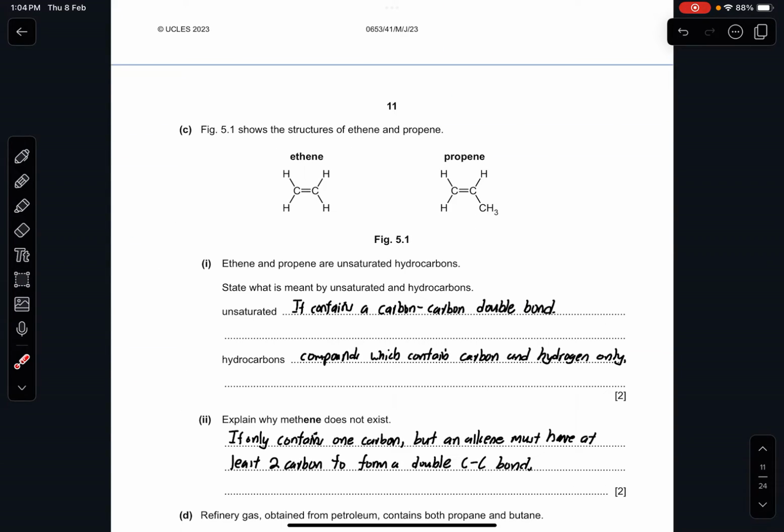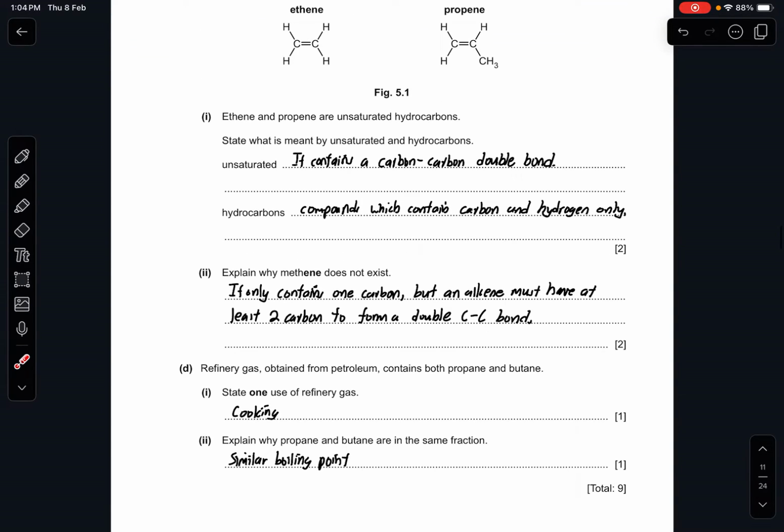C. Figure 5.1 shows the structure of ethene and propene. Part 1. Ethene and propene are unsaturated hydrocarbons. State what is meant by unsaturated and hydrocarbons. Unsaturated means that it contains a carbon-carbon double bond, or a C=C double bond. Hydrocarbons are compounds which contain carbon and hydrogen only.